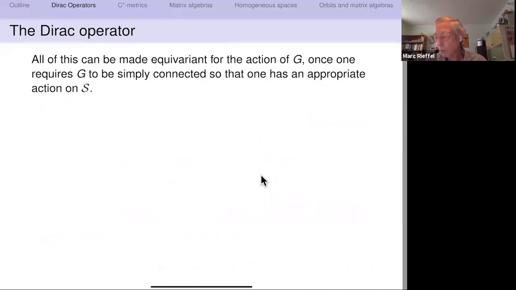So all of this can be made equivariant for the action of G. The one small stumbling place is for getting a suitable action on the spinor bundle, and for that you need G simply connected. Here I'm really assuming that G is semi-simple compact. So the simply connected covering group is again going to be compact.